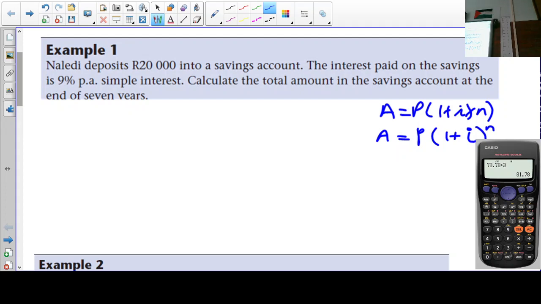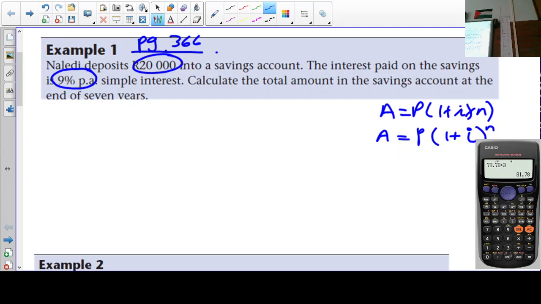So in example 1, what page is this on? 366. We are told that Naledi deposits 20,000 Rand into a savings account. So what is this 20,000 rand, your A or your P value? Must be your P value, the starting point. The interest paid on the savings account is 9%.